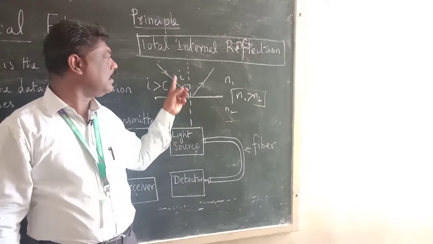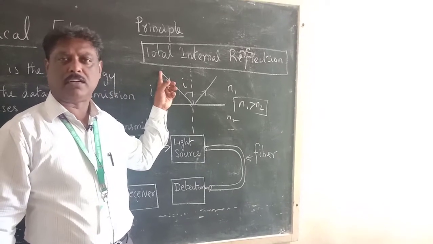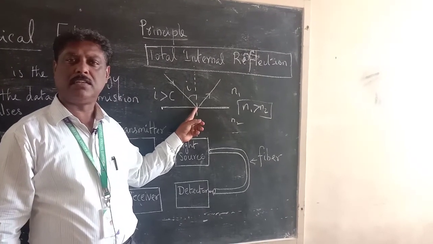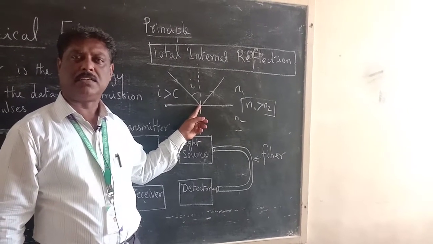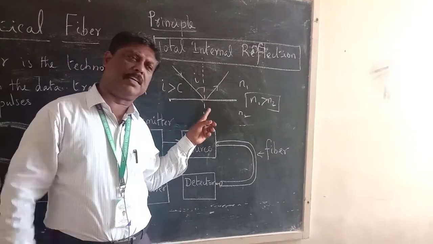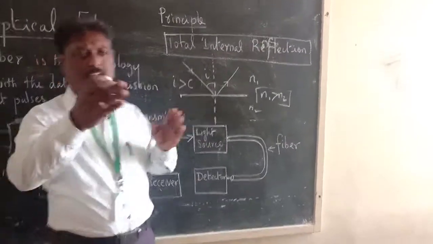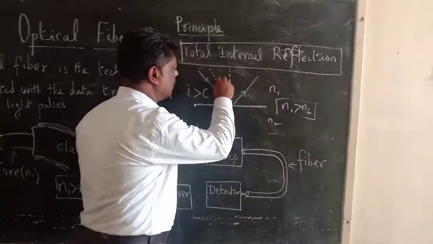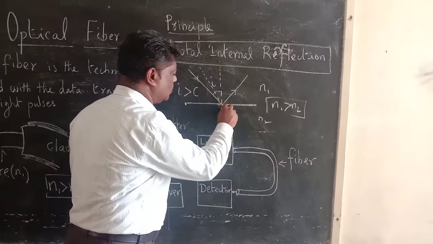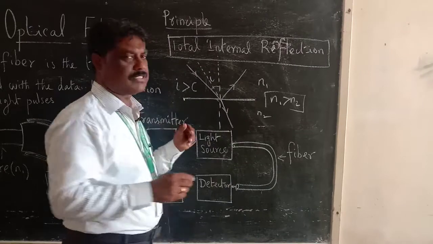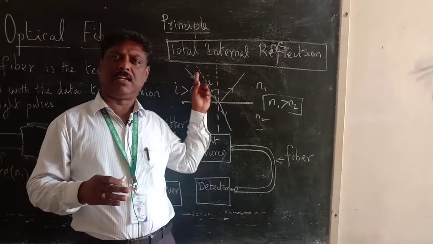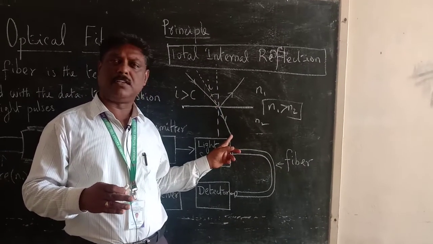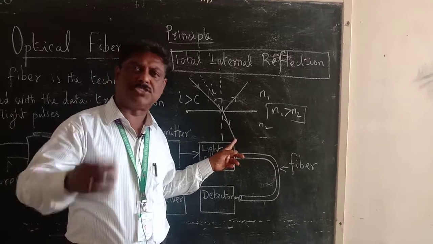Now the light enters from medium 1, that is incident light, which falls on the interface, then two processes may take place. The light may enter into the second medium. This is also possible. This is called refraction. When the light enters from the first medium and is transmitted into the other medium, it is called refraction.